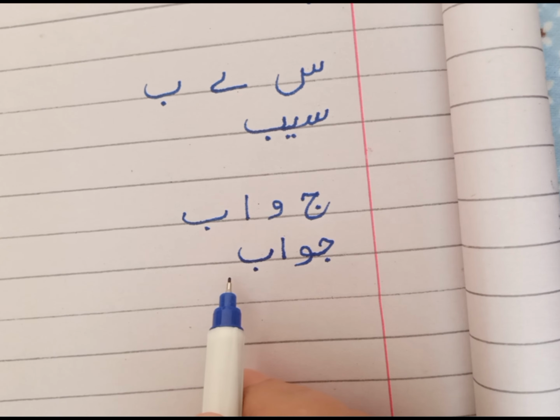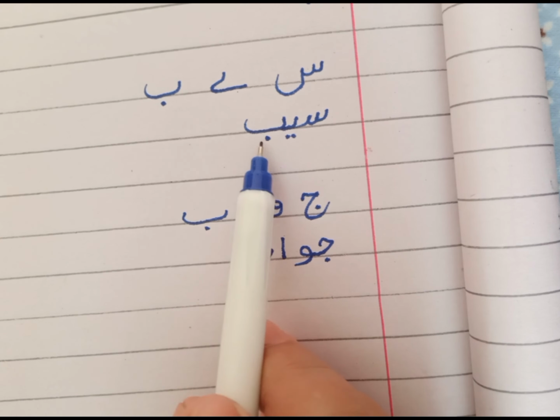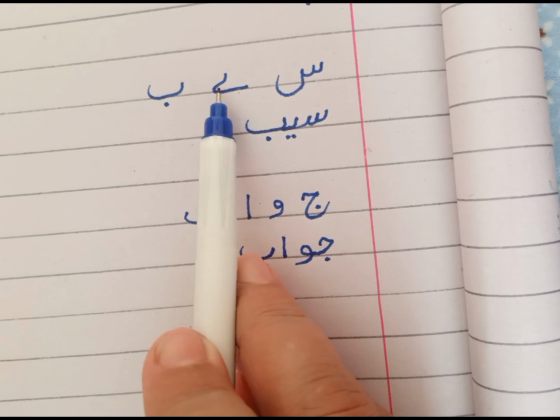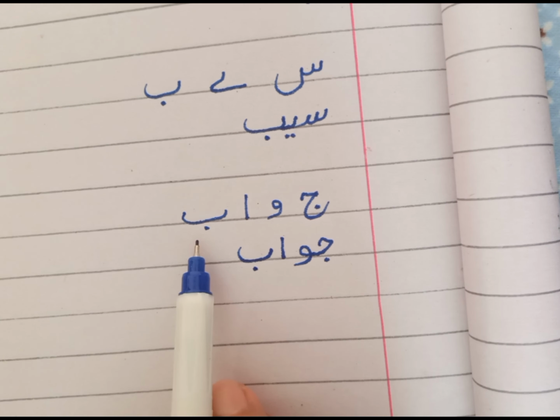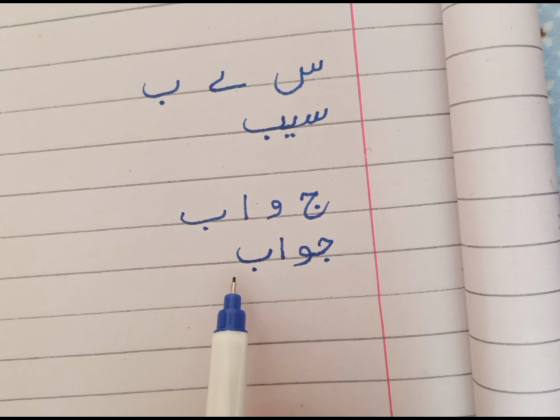This is Jawab, answer. See this example over here. Be is the last letter, but it is in joint form because it can be joined with Badi. Over here, Be is the last letter, but it is followed by Alif. That's why it is written separate.